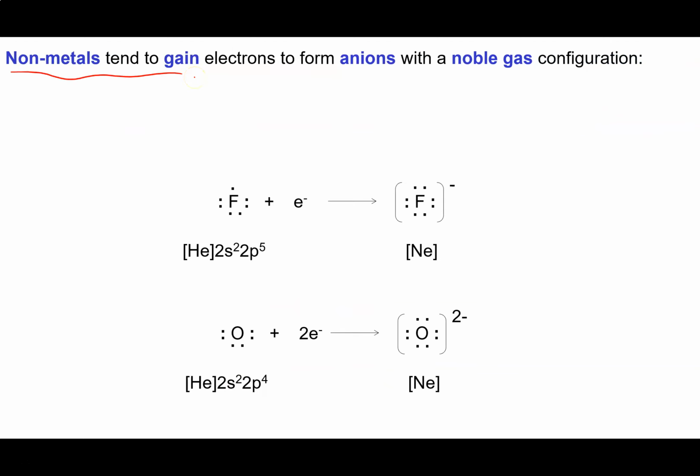Nonmetals, they tend to gain electrons to form negative ions that have a noble gas configuration. So if I look at fluorine, which has a total of 9 electrons, 2 of them are in the helium noble gas configuration, and then the remaining 7 are in the 2s and 2p subshells. What fluorine loves to do is gain an electron, complete the 2p subshell, and that leaves it with a neon electron configuration. Oxygen is in group 6A and it has 6 valence electrons.